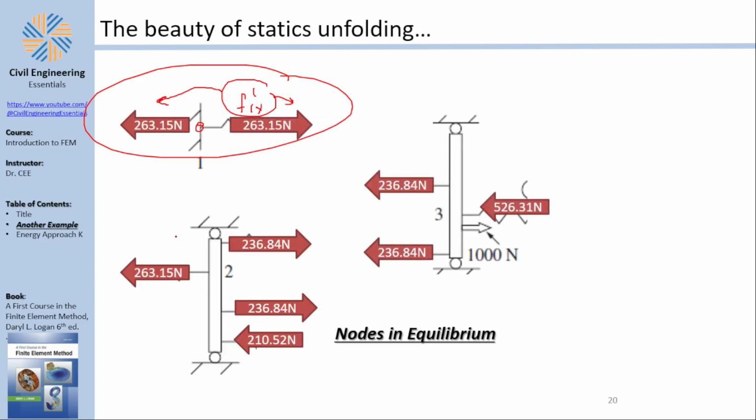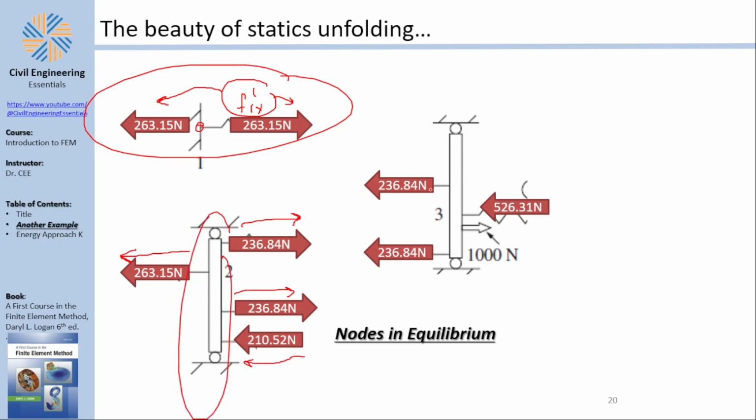Now, element number 1 was in tension, so of course it pulls on node number 2. Element number 2 was in tension, so it pulls on node number 2. Element number 3 was in tension, so it pulls on node number 2. Element 4, I think element 5, was in compression, so it pushes onto node 2. If you sum those forces up, it's 0.